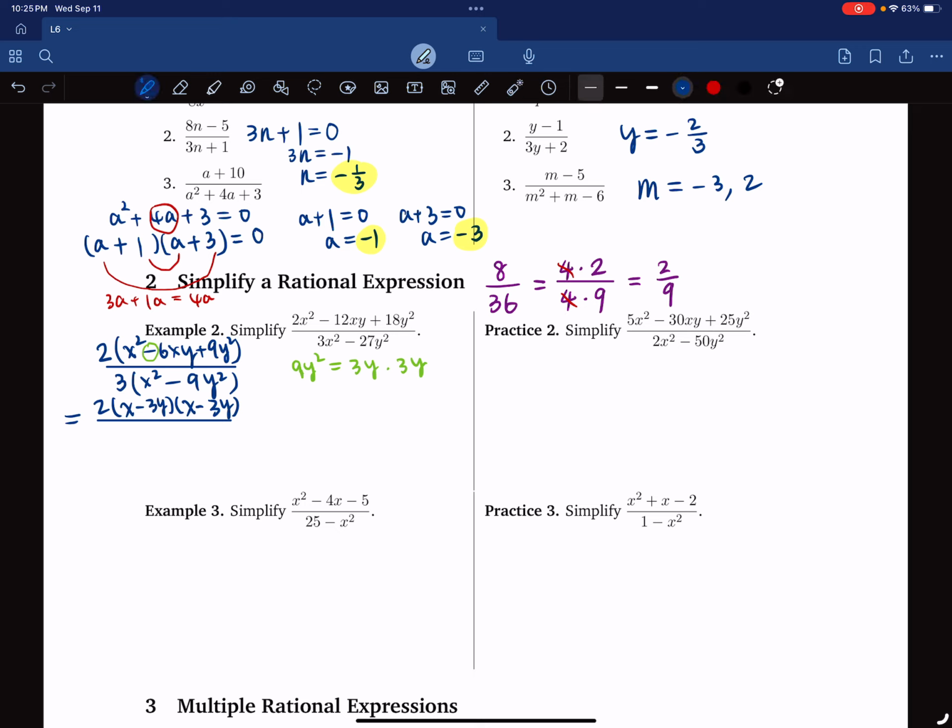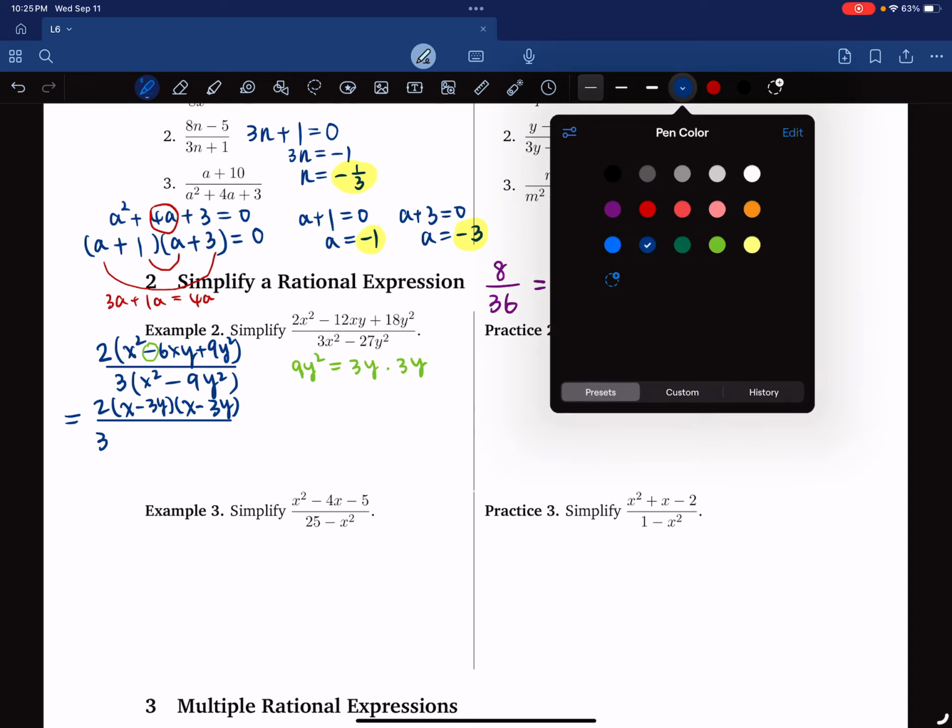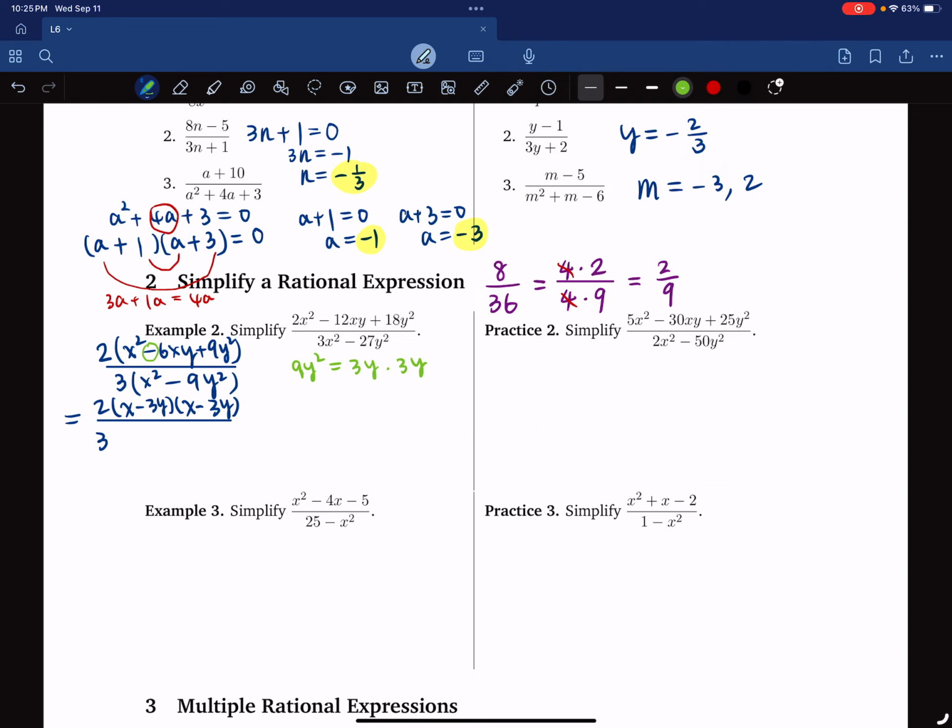And now let's move on to the denominator. The denominator has x squared minus 9y squared. So for this one, you might have a hard time factoring this because it only has 2 terms, right? It's missing the middle term. If it's missing the middle term, you have 2 ways to factor this. Let's write it somewhere else. You have 2 ways to factor this.